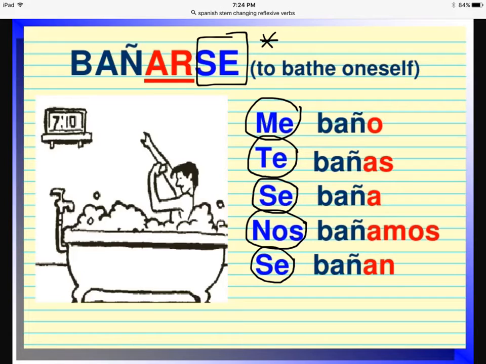Now, because bañar is just a normal AR verb, there's no stem change, so you can just conjugate it like a normal AR verb, and you don't have to worry about any stem change in this part. So you get me baña would be I bathe or I take a bath. Te bañas would be you familiar take a bath. And so on and so forth. Okay, so let's look at the next screen.